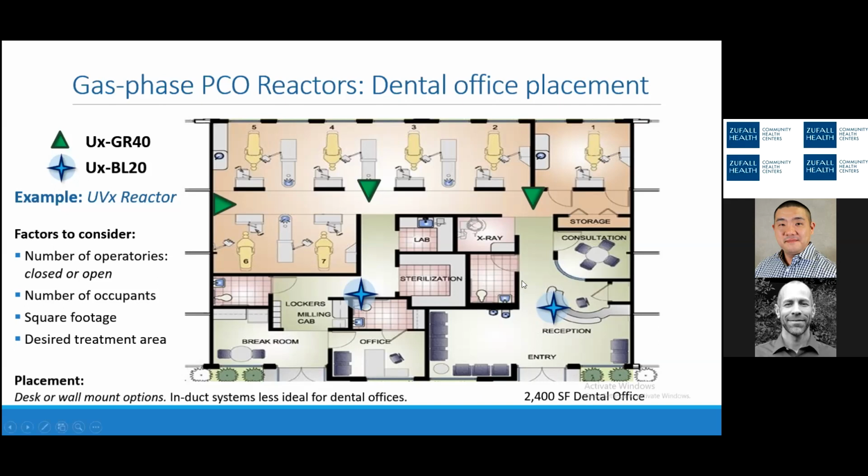And then here again, with the reception area and other areas where you don't have procedures occurring, you can use the smaller units. So essentially, we're concentrating the PCO power with the large units where all the bioaerosols are being generated, and then using a lesser concentration down here where you're essentially just treating for the number of occupants. That would be essentially impossible to do with the in-duct systems unless you put enough capacity in there to provide this level of treatment throughout the entire facility.